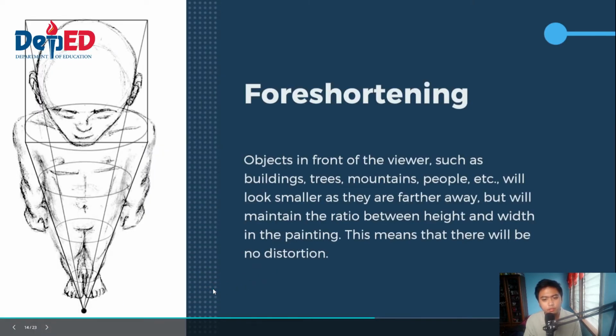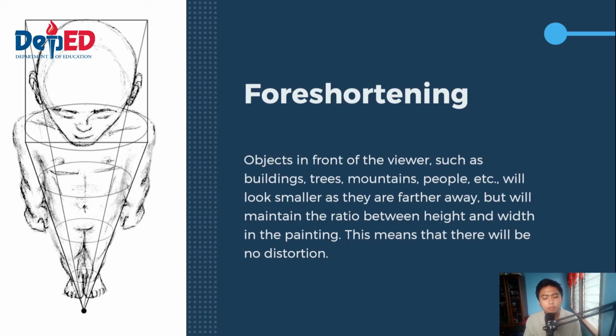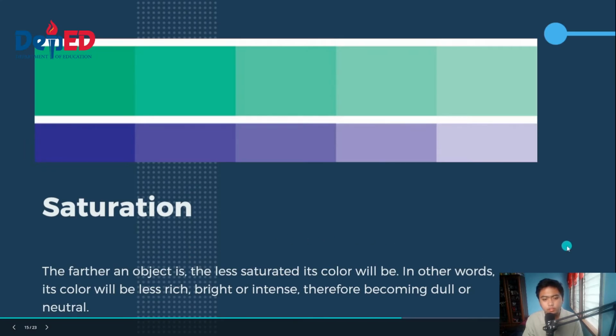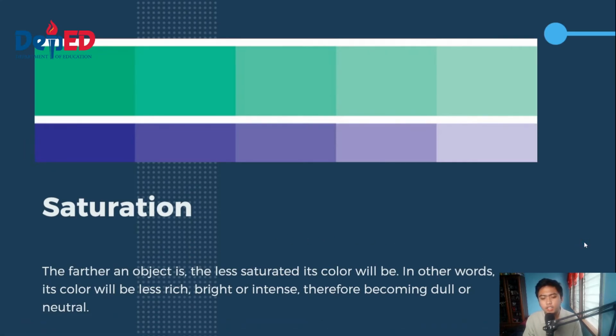Foreshortening. Objects in front of the viewer, such as buildings, trees, mountains, people, and so on, will look smaller as they are farther away. If you notice the perspective here, the head is closer to the viewer, so it's bigger. Then the feet are smaller because they're farther. The same concept as the ones we mentioned earlier. Saturation: the farther an object is, the less saturated its color will be. It becomes less colorful, a little bit transparent, as you go out.